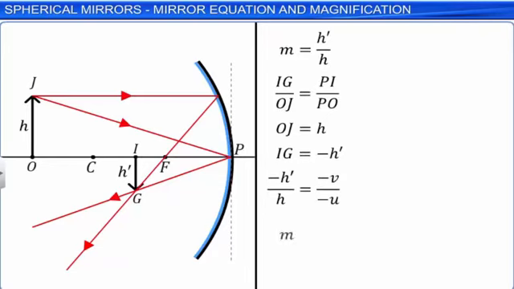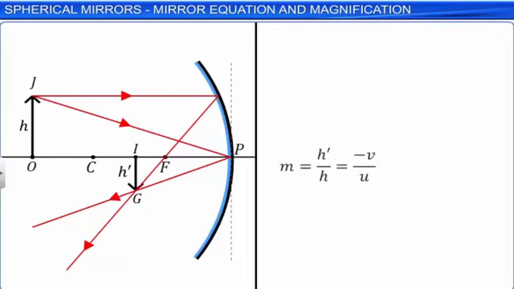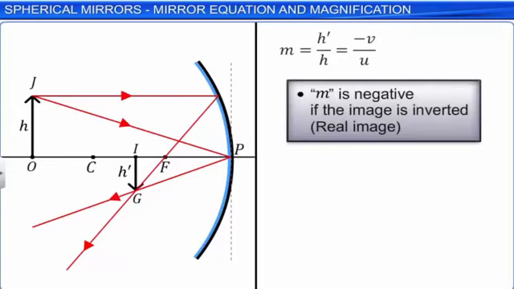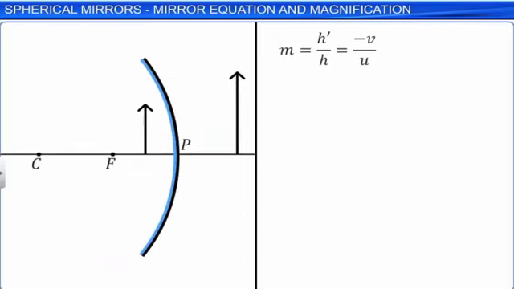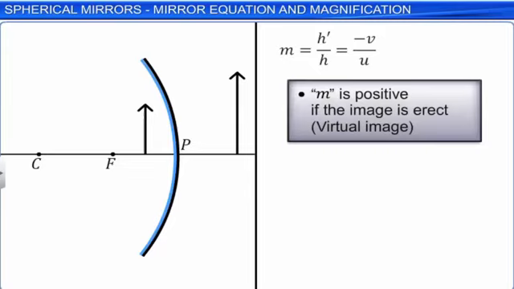Note that the linear magnification m is negative if the image is inverted. And as a consequence, m is negative in case of real images. On the other hand, if the image is erect, m is positive. Hence, m is positive for virtual images. Now let us use the mirror formula and the expression for linear magnification to solve some problems.